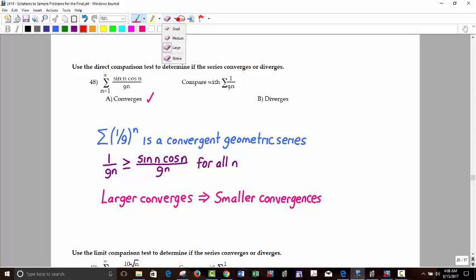Well, I kind of messed that up, didn't I? Larger converges, smaller converges. Too many letters. Yeah, so that worked then. Smaller converges, larger converges. Right, so okay, fix that up, and then everything looks good. So it converges by the direct comparison test.